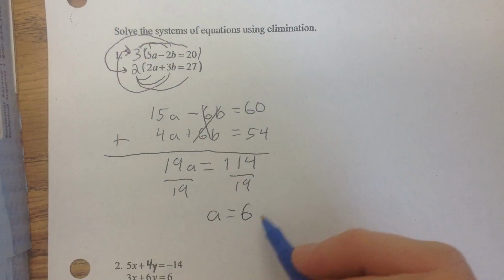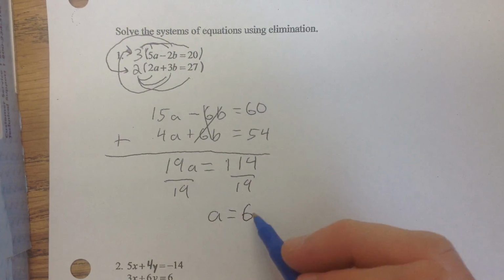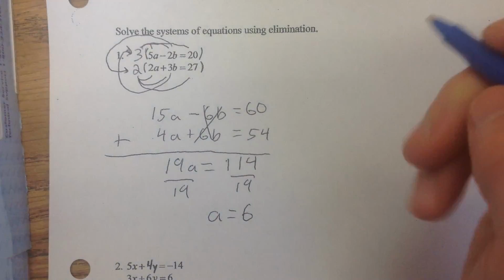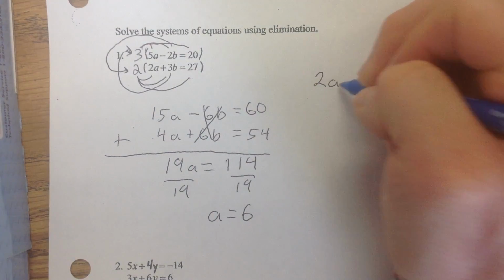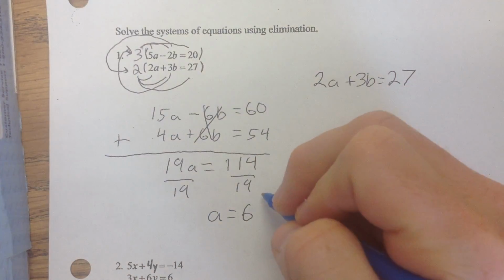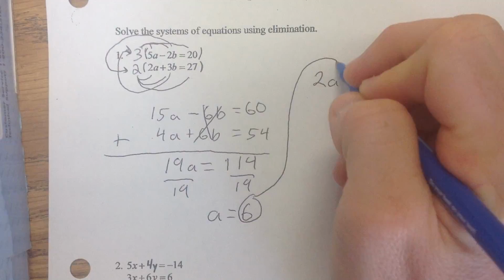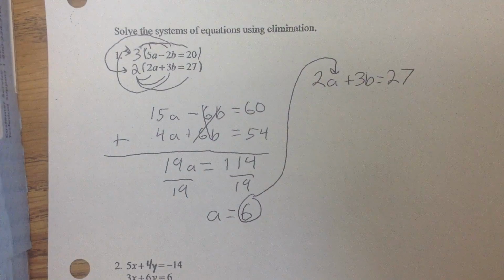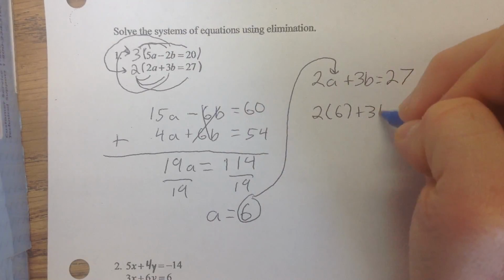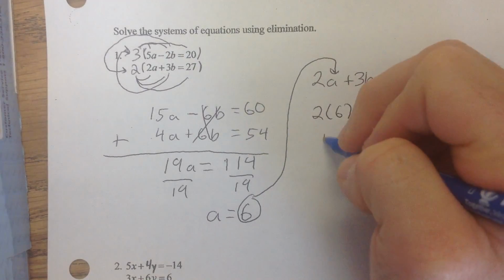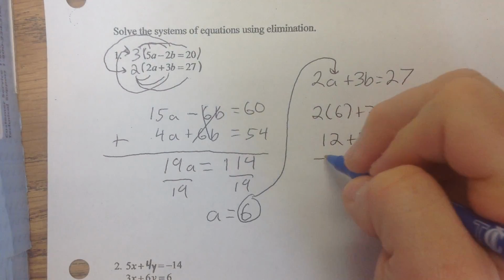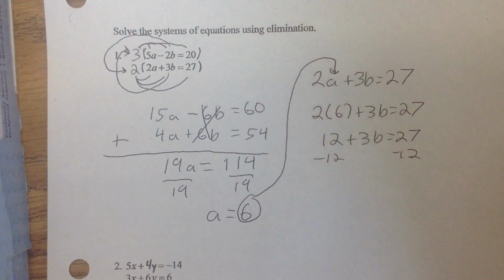Okay? So that's half the problem. Now we need to go back and find b. We're going to plug it into one of these 2 equations. It doesn't matter which one. I'm going to go with the bottom one. So 2a plus 3b equals 27. I'm going to take this 6. I'm going to plug it in for a. So now I have 2 times 6 plus 3b equals 27. 12 plus 3b equals 27. Subtract 12 from both sides.